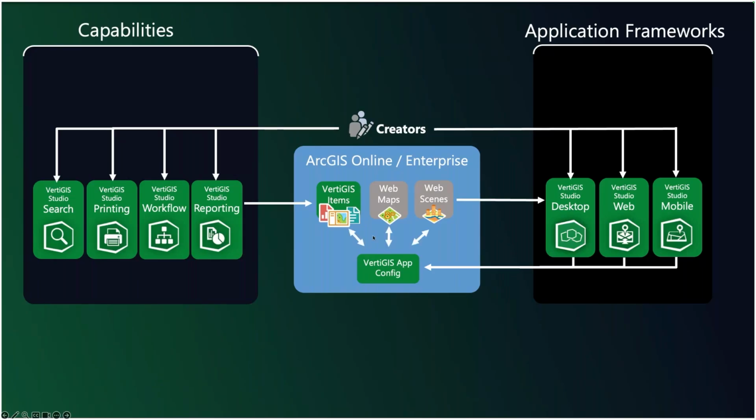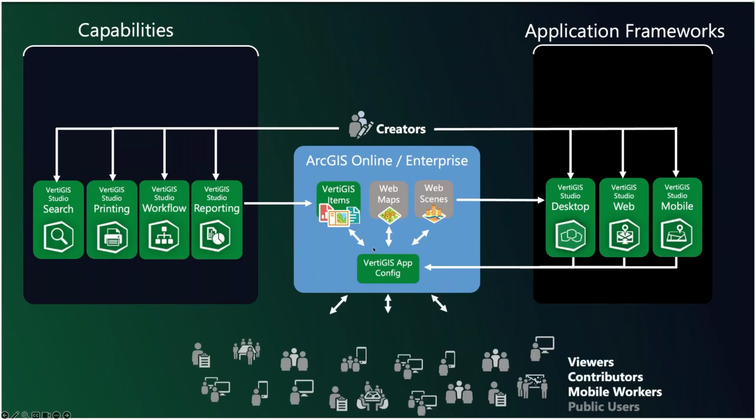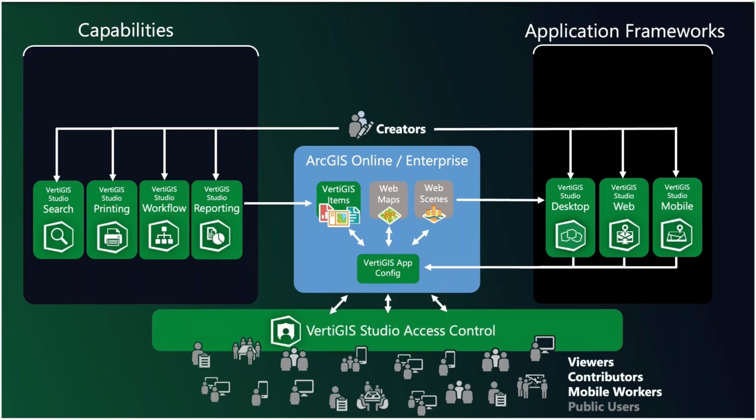We then reference all of this content inside those apps that we've configured. So in this case, a web map could configure an application that consumes one or more web maps and web scenes and one or more VertiGIS items from your portal. Then we share those applications to your end users. Inside your organization, those would be viewers, contributors, maybe mobile workers, the different user types. They can also be public users, and many of our customers are publishing public-facing applications with VertiGIS Studio.